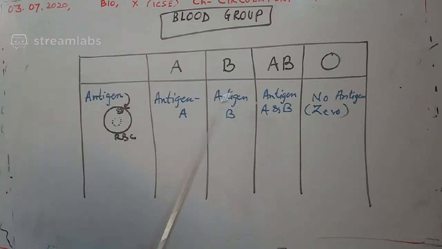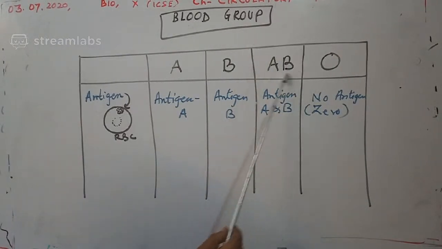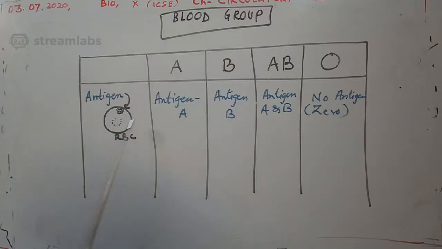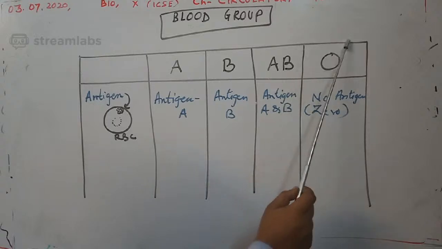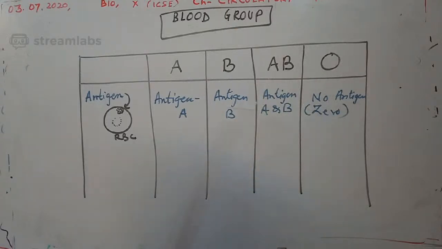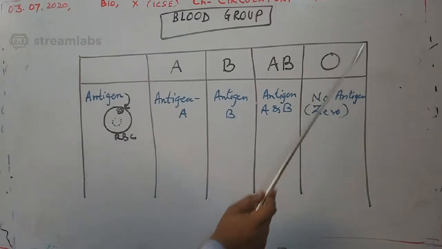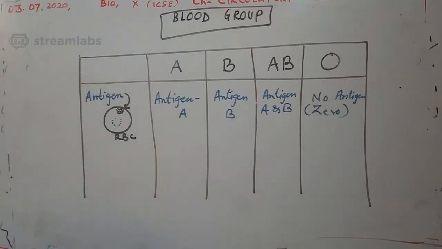If a person says my blood group is AB, it means in that person's blood, RBCs contain both types of antigen, A also and B also. If somebody is saying my blood group is O, it means in the RBCs of that person, no antigen is present. No antigen, that is zero antigen. That is called blood group O. I hope up to here I am clear.